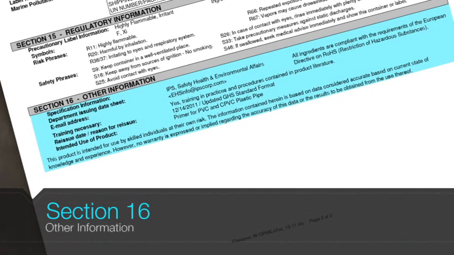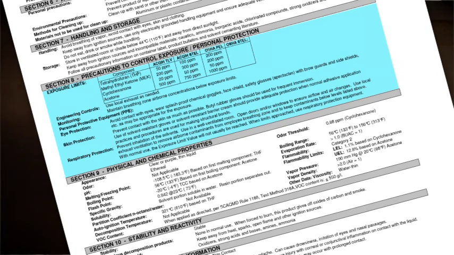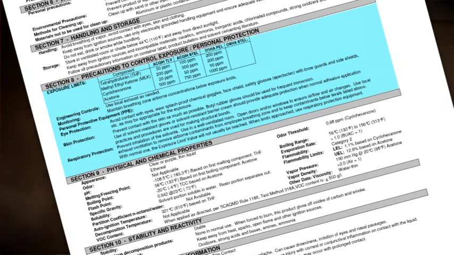Finally, Section 16, Other Information, shows you how current the SDS is and when it was last updated. Remember, every SDS will follow this format. No more shuffling around to find information about personal protective equipment. Now you know to go right to Section 8 to find out what you need.